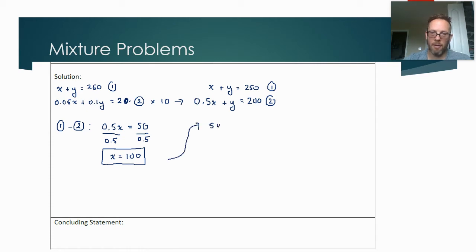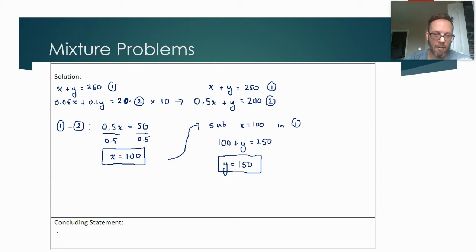Most of you guys could probably use mental math here and figure out how much of the other solution is there. But let's be complete about this and just get a nice solution. Let's substitute x equals 100 into equation 1. 100 plus y equals 250. So obviously there is 150 milliliters of the stronger solution.